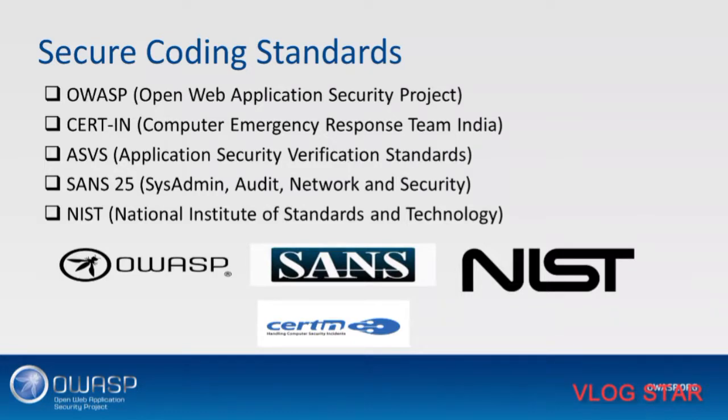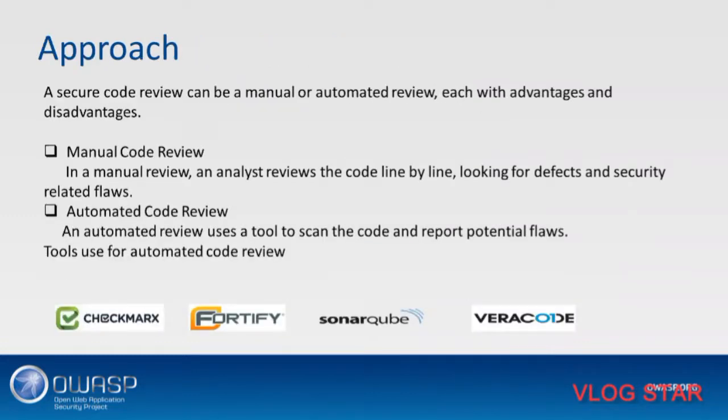Again, SANS 25, which is SysAdmin, Audit, Network and Security, and NIST, I guess everyone is aware of it. I said that while doing a secure code review there are two approaches, manual code review and automated code review. While doing the manual code review, the reviewer has to go through the code line by line and look for defects and security flaws. In automated code review, the reviewer uses tools like Checkmarx, Fortify, SonarQube, and Veracode.